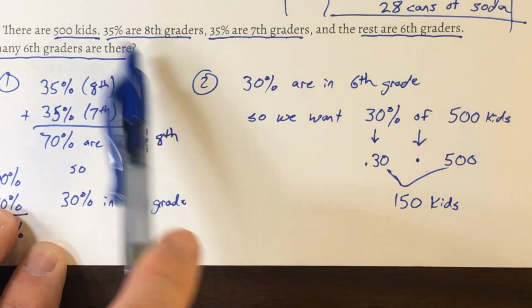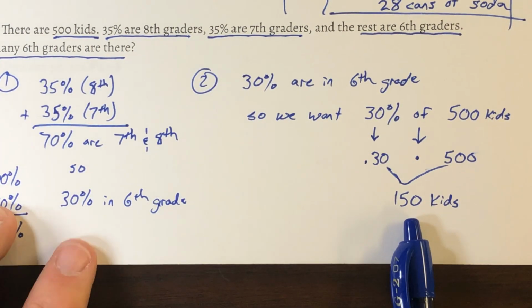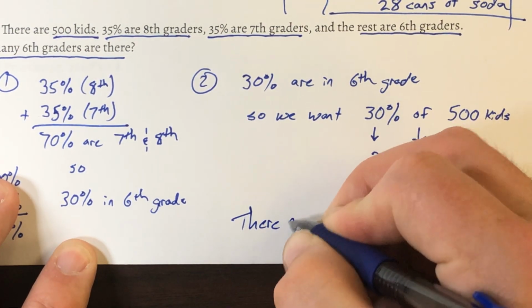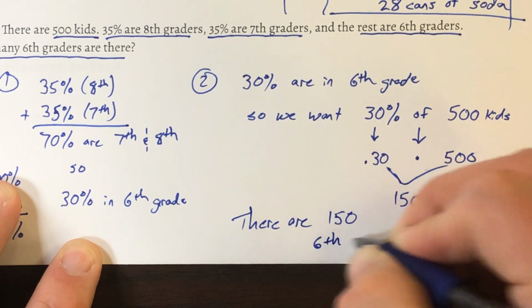So, how many 6th graders are there? 30% are in 6th grade, 30% is equal to 150. So our answer is, there are 150 6th graders.